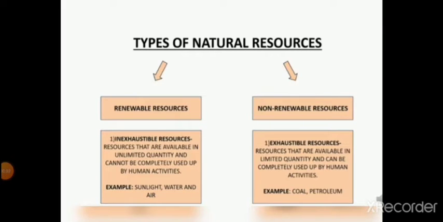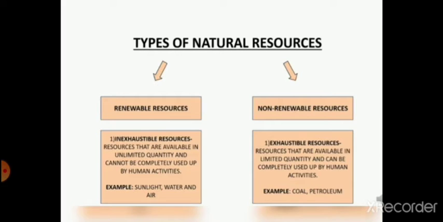There are two types of natural resources: renewable and non-renewable. Renewable resources are those that will either never run out, like the sun, or are constantly renewed by natural processes, like water is renewed by the rain. And the examples of renewable resources are animals, crops, forests, water, soil, and sunlight.